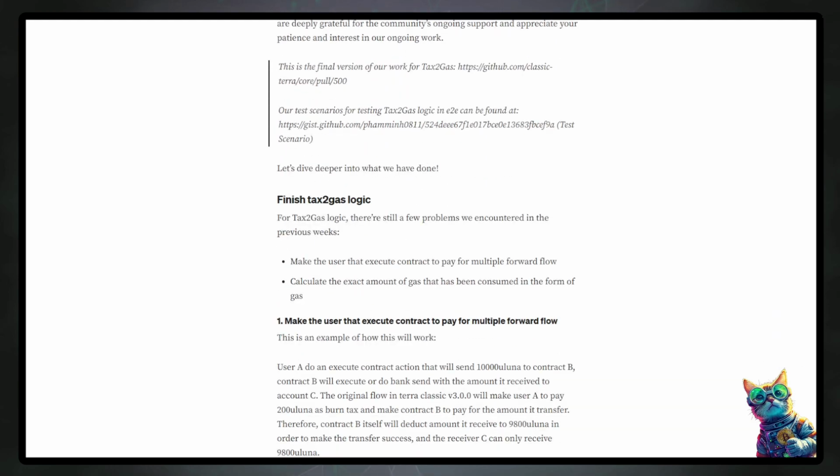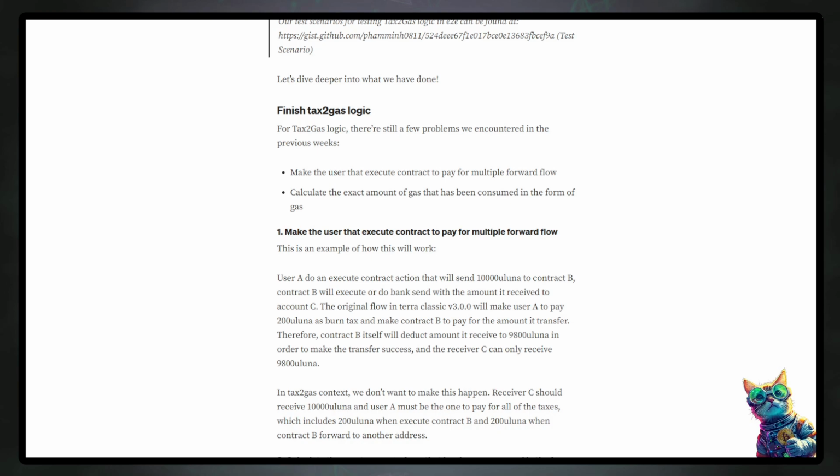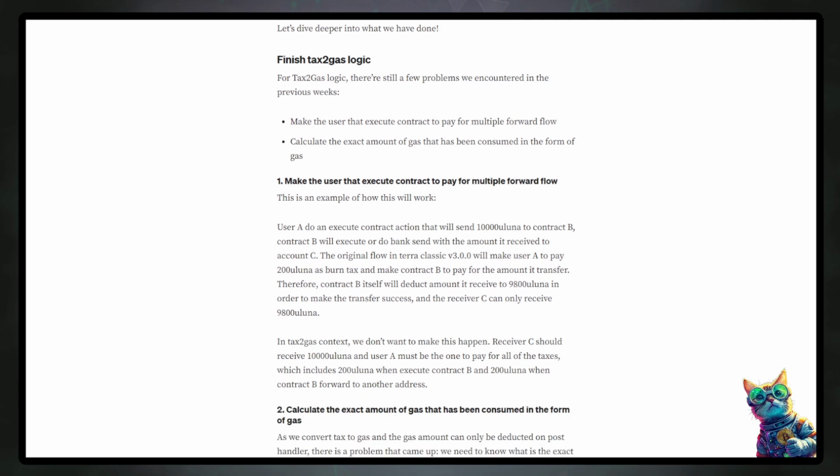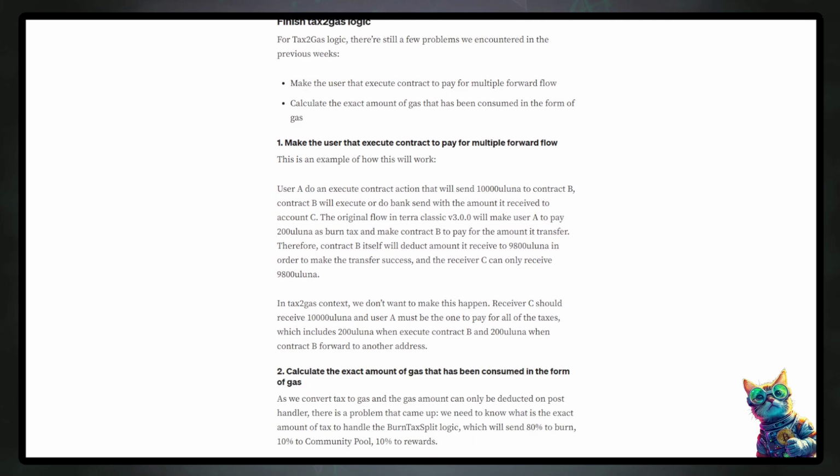So for the tax-to-gas logic, there are still a few problems we've encountered in the previous weeks. One, make the user that executes contracts pay for multiple forward flow. Two, calculate the exact amount of gas that has been consumed in the form of gas. So 1, make the user that executes contracts pay for multiple forward flow. This is an example of how this will work.